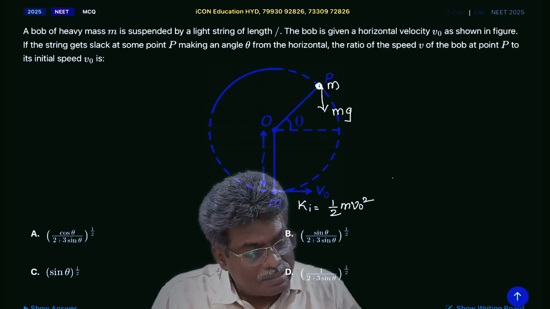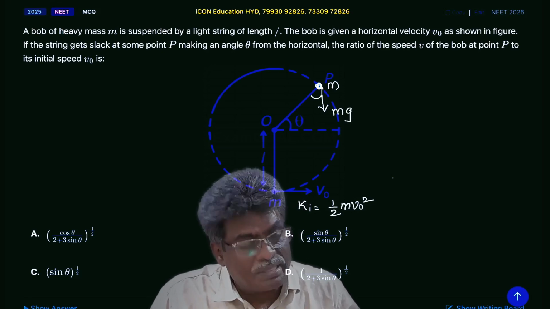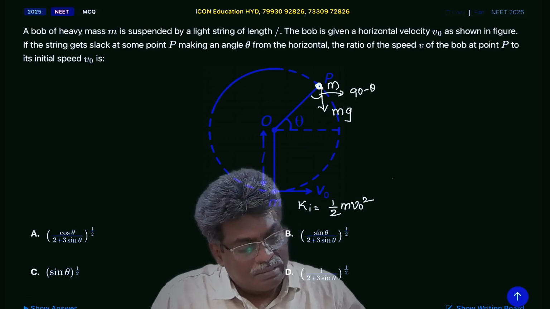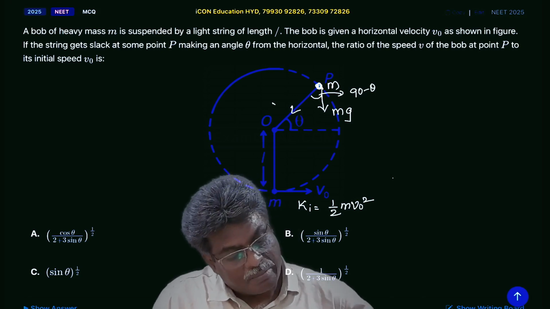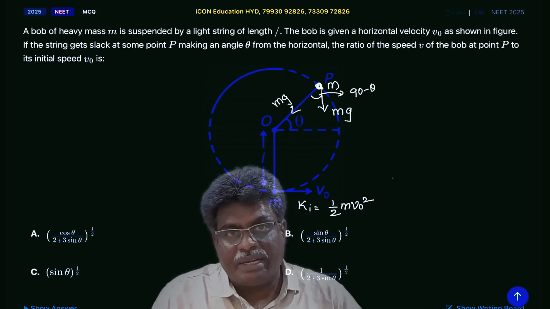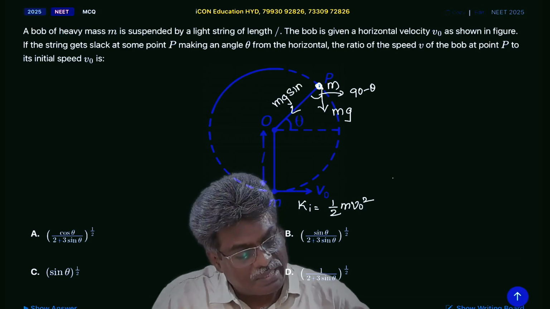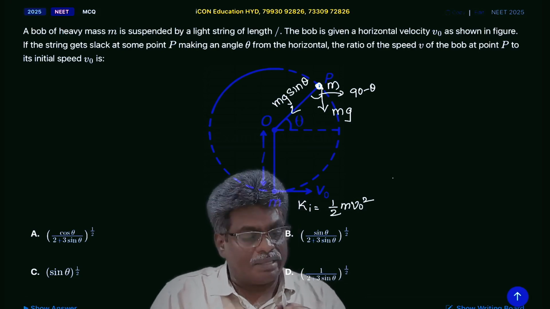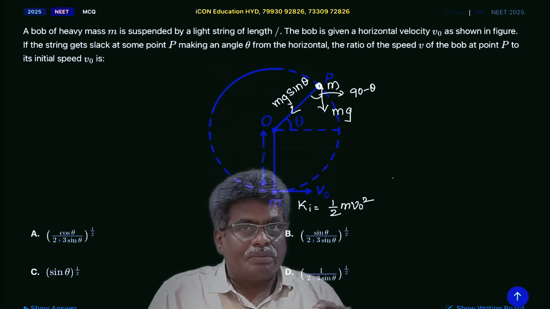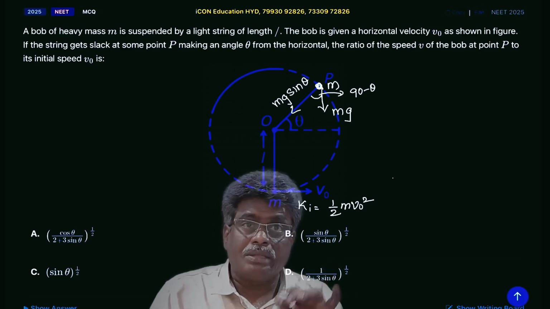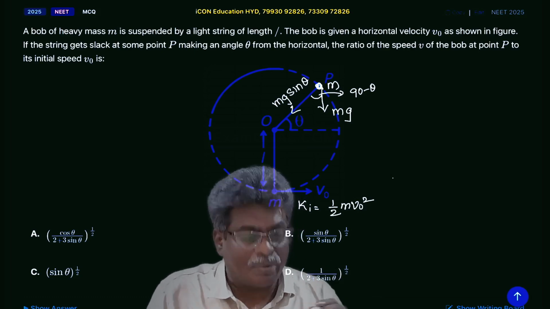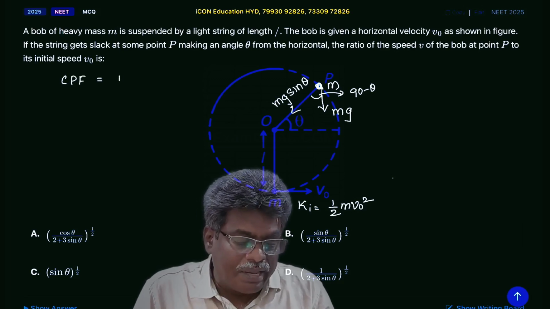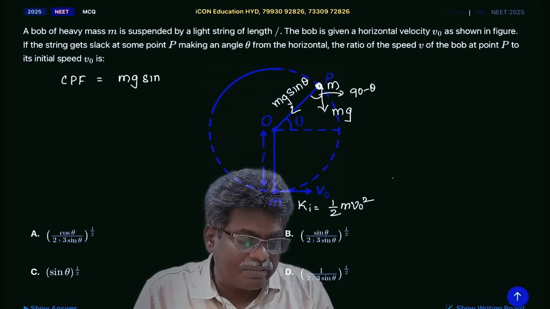And if I take this resolution, this is theta and this is 90 minus theta. Then the radial component will become mg cos of 90 minus theta, which is mg sin theta. I hope you understand, mg cos of 90 minus theta will be mg sin theta. So there is no other force, only mg sin theta is supplying the necessary centripetal force. It's very important.